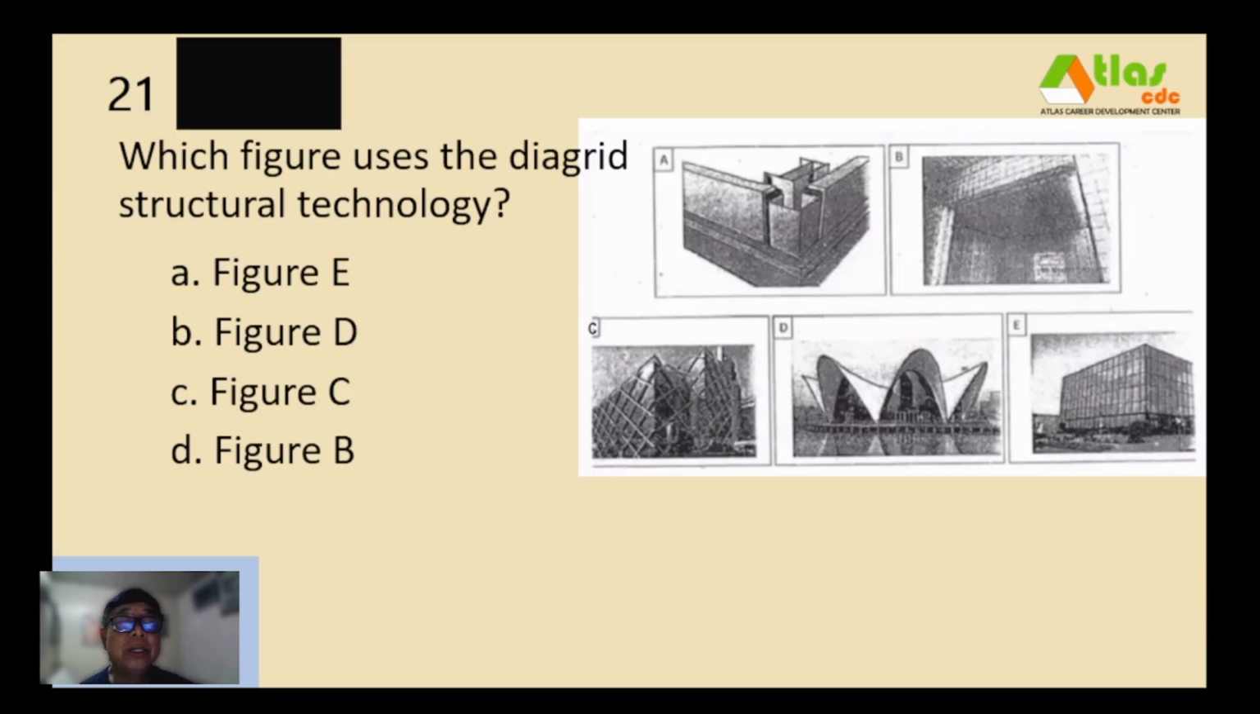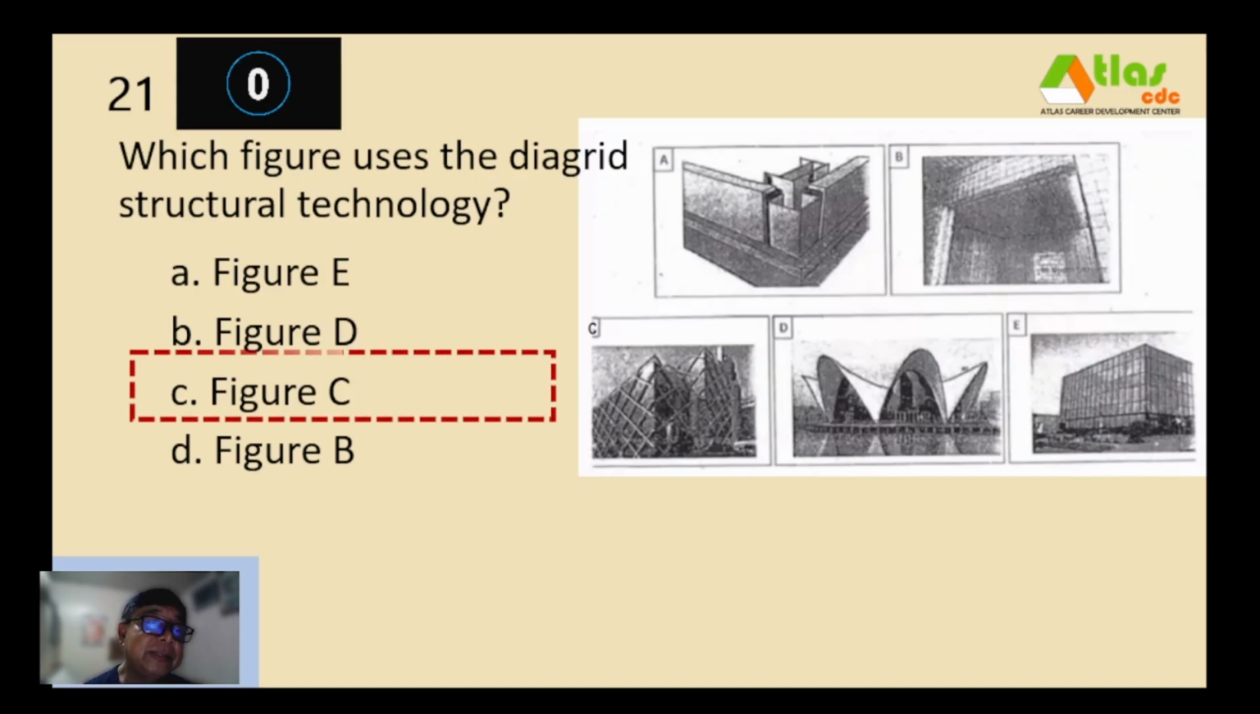So question number 21. Which figure uses the diagrid structural technology? A, figure E. B, figure D. Letter C, figure C. And letter D, figure B. 10 seconds. And our correct answer here is figure C.